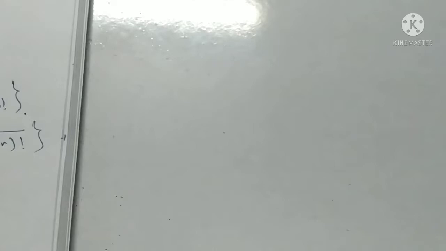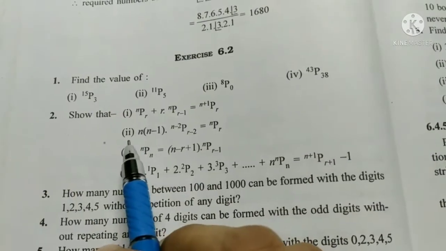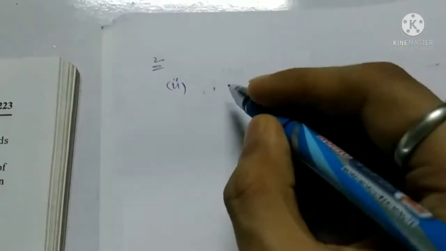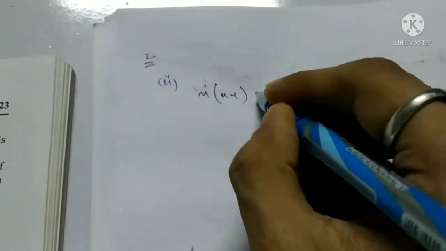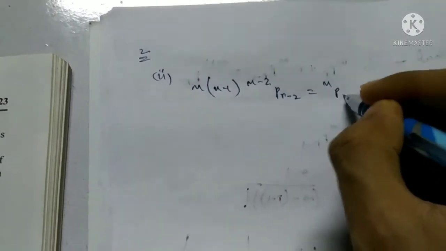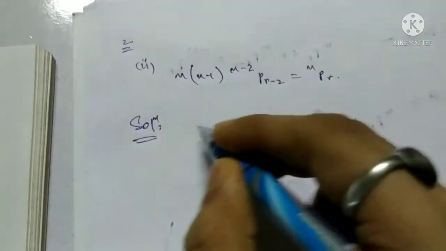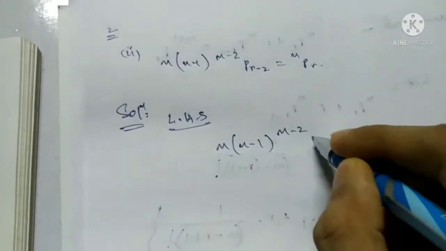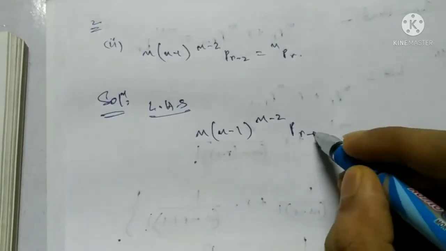Now I am going to the next proof. Next one, you see, type 2 number 2. This is type 2 number 2. You see, n into (n minus 1) into (n minus 2)P(r minus 2) is equal to nPr. So here, solution: LHS, n into (n minus 1) into (n minus 2)P(r minus 2).